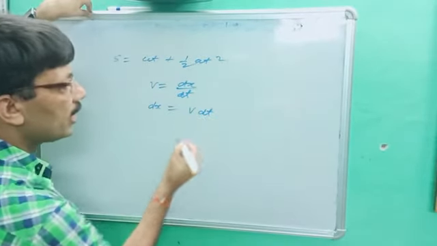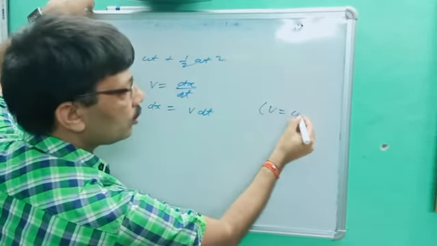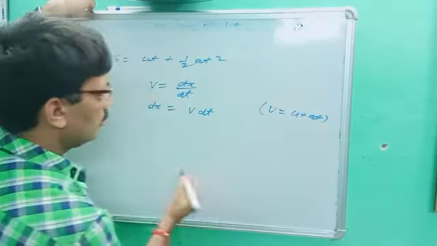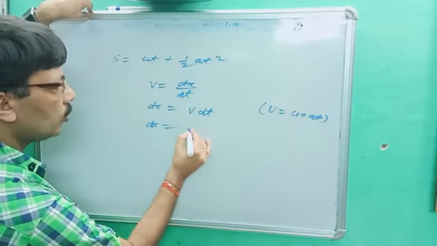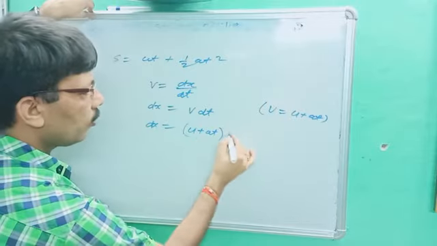Here we are studying the application of integration in physics. What is the value of v? We have to know v is equal to u plus at. We know v, so what do we get here? dx by dt is equal to u plus at.